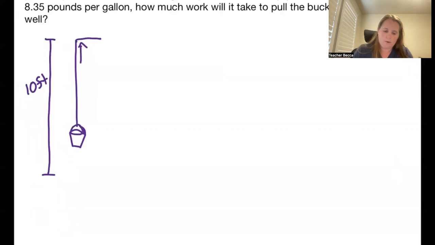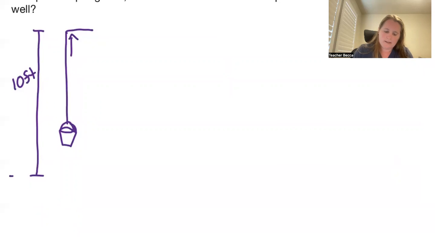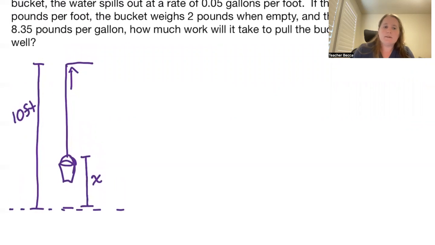Once again, I'm going to put my x as the distance from the bottom of the well to the top of the bucket. We just need to pull the top of the bucket up to the top, right? So essentially, we just need to pull the length of the rope. So here's our x. That means that the remaining distance is, of course, 10 minus x.